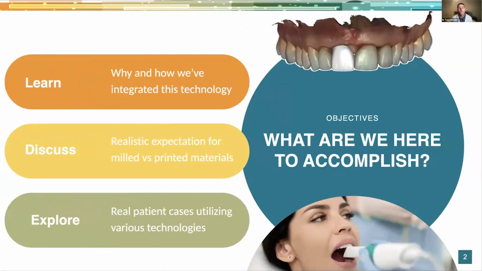So what are we trying to accomplish in the next 60 minutes or so? We're going to learn why and how we've integrated this technology into our practice. I think why is an important question you need to ask yourself when you're thinking about making this type of purchase. And then once you figure out why you need something, how to implement it is question number 2, basically. We're going to talk about materials a little bit.